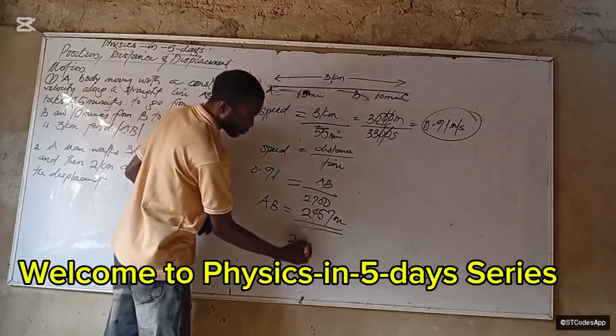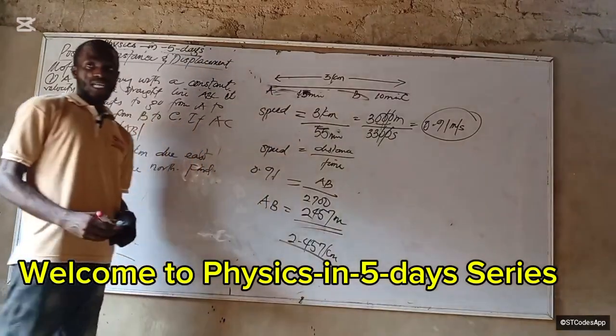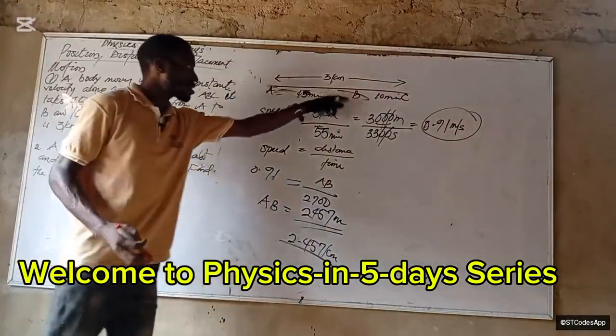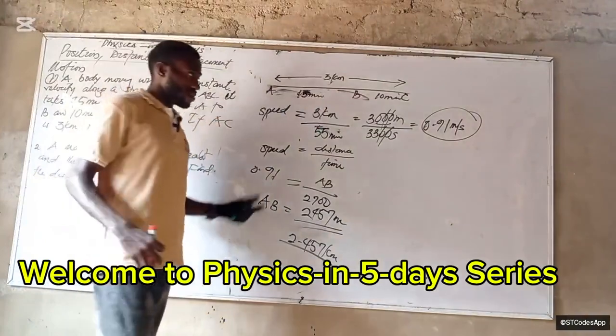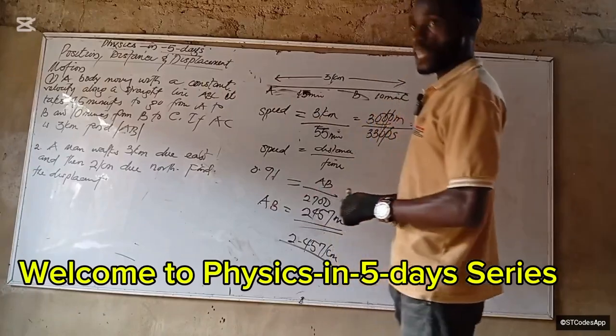In kilometers, that will be 2.457 kilometers. And that makes sense because that's the longest distance here. If it's 3 kilometers, that's the longest. Are we good? All right, will you calculate this one for me? Just start it out. It's very simple.